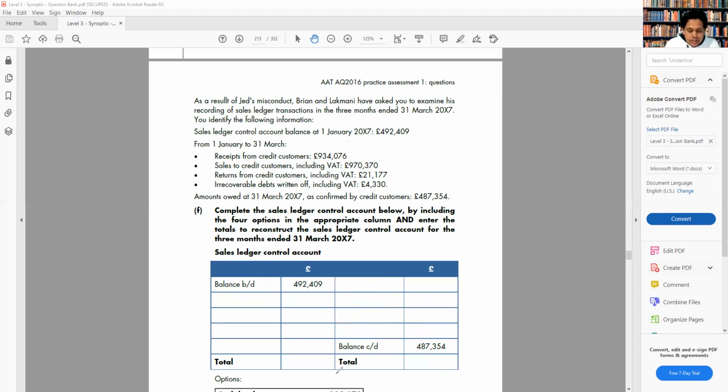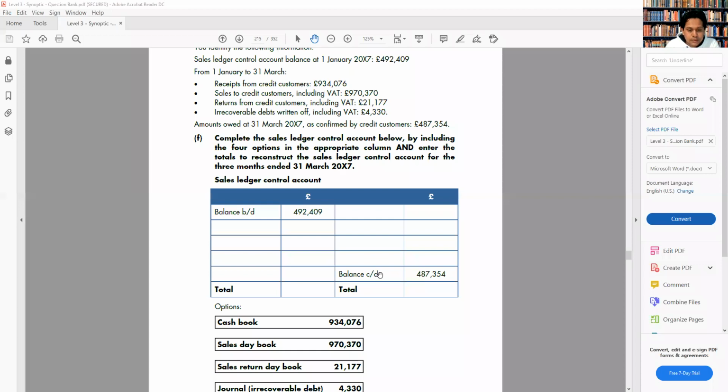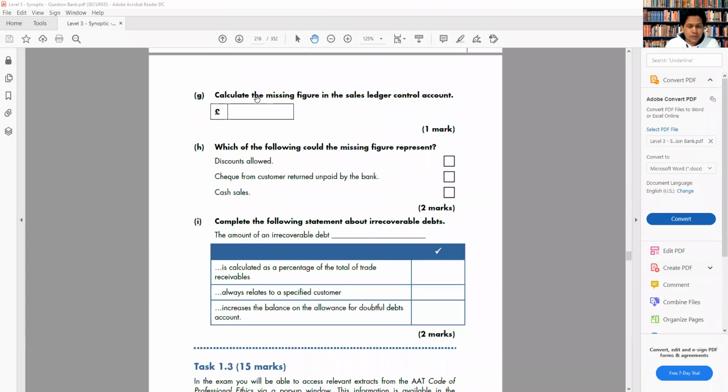All right, let's move to the next one. Let's have a look. What is the next question? They said calculate the missing figure. That one we have already calculated. That is 15,842.